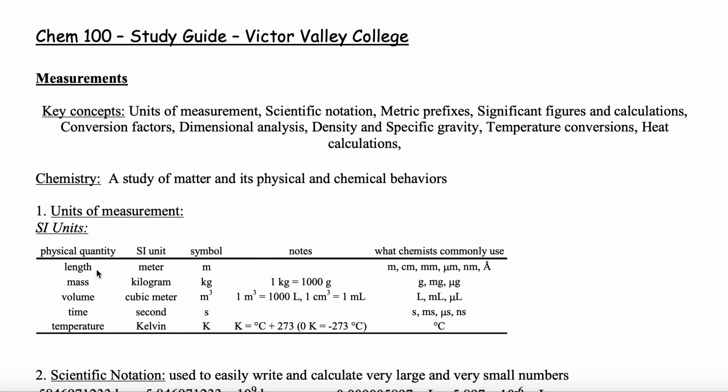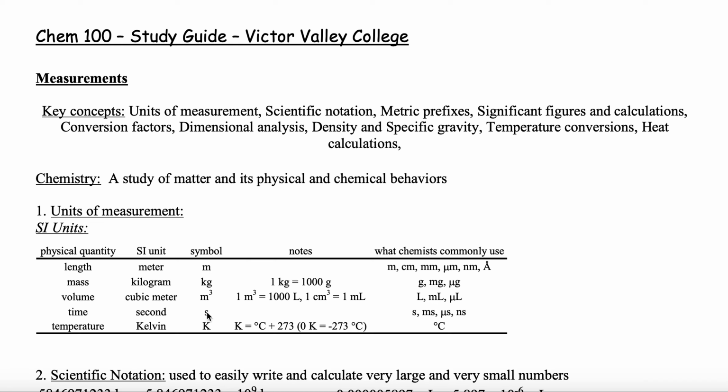For example, the length in meters, that's the unit. That's a popular unit. Mass in kilograms, and most of you might know already that 1 kilogram equals 1,000 grams. Volume, the standard unit is cubic meters. And 1 cubic meter is a lot, it's 1,000 liters. And 1 cubic centimeter is 1 mL.